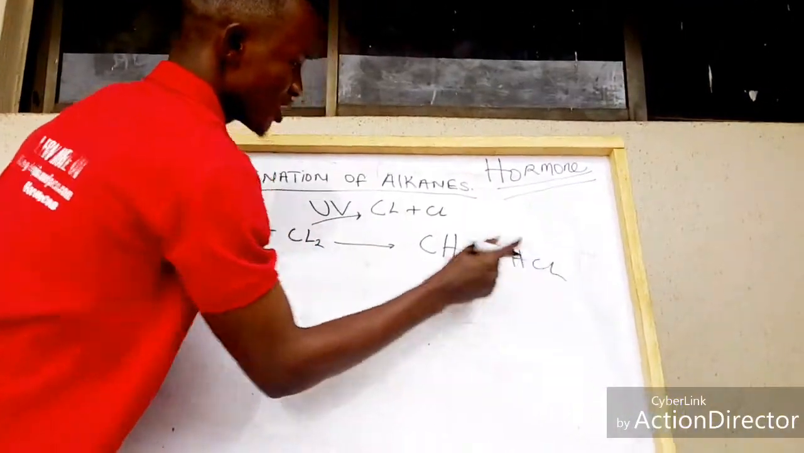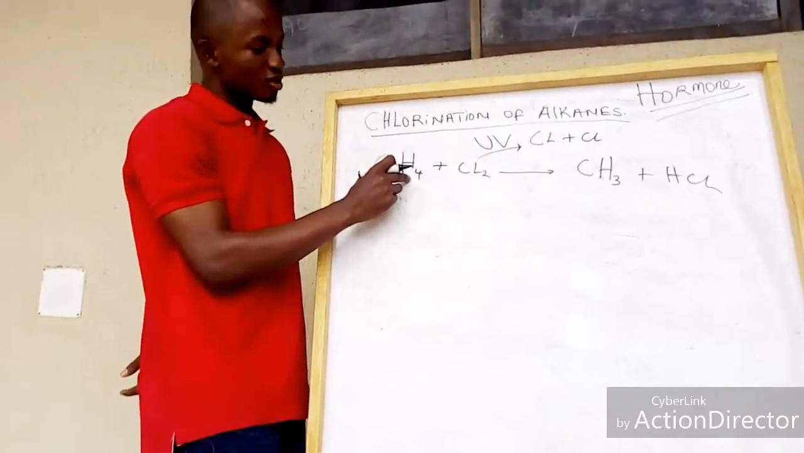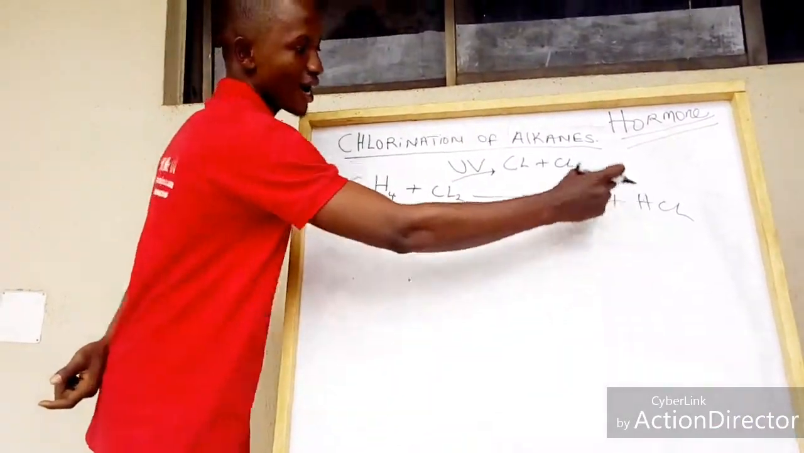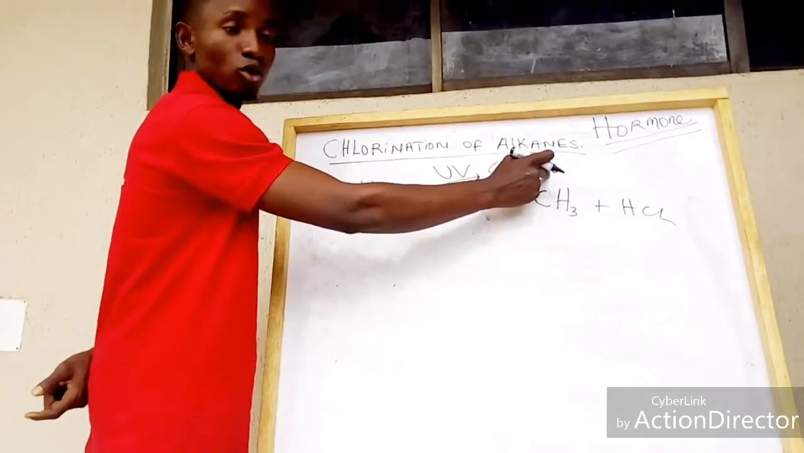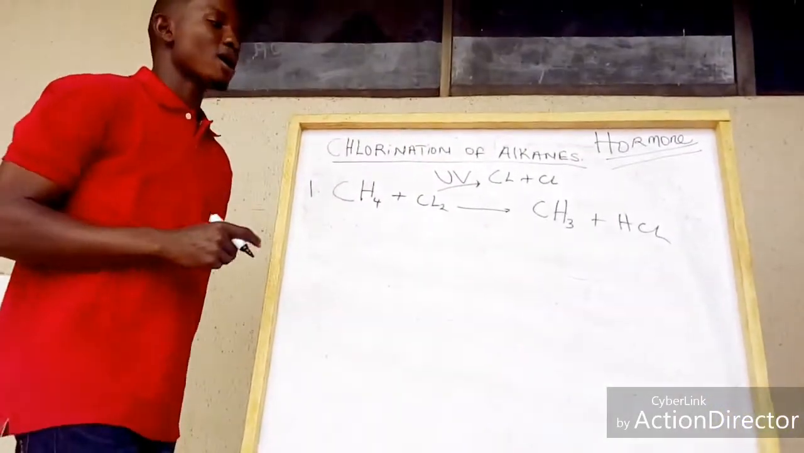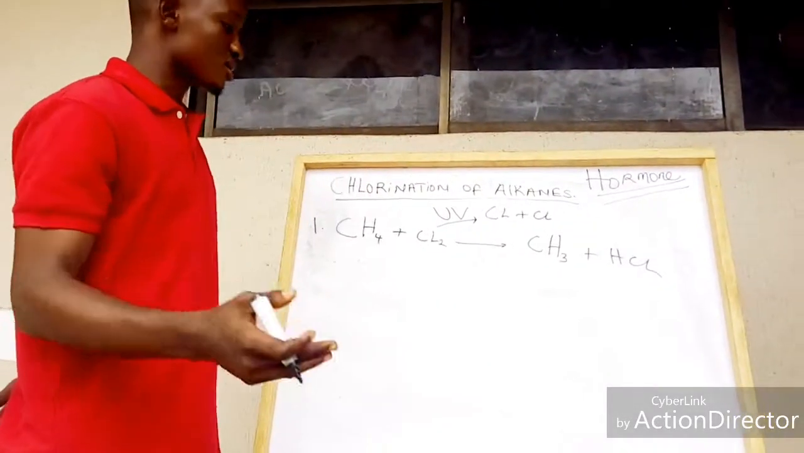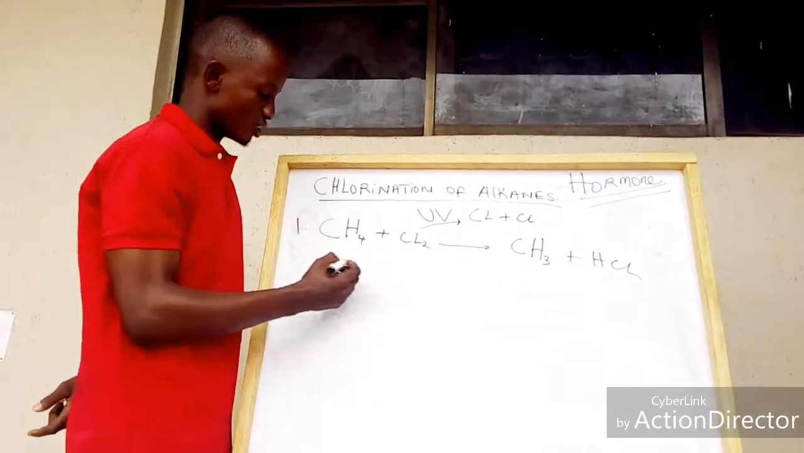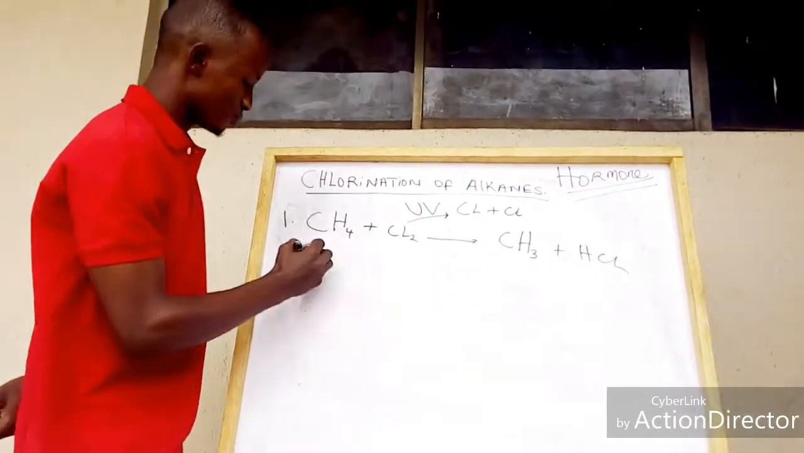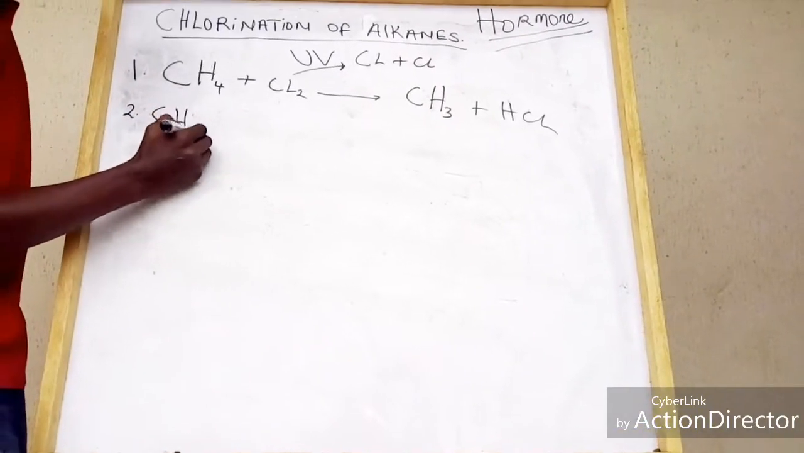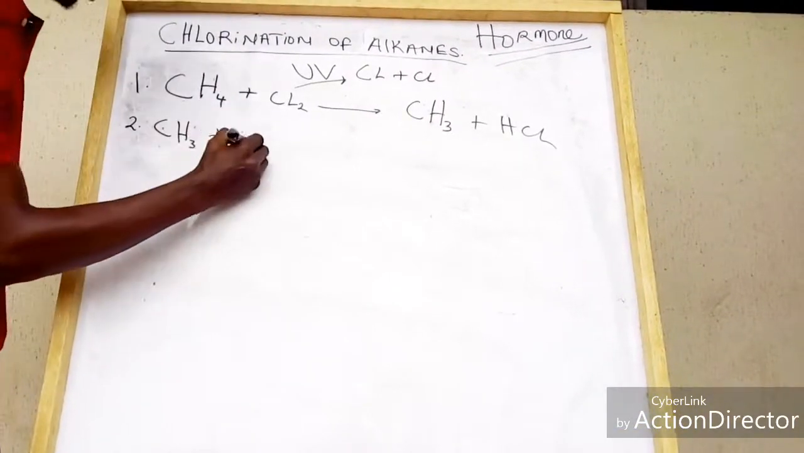This is due to the fact that when this chlorine attacks this carbon, hydrogen is given up, and hydrogen combines with this chlorine to give hydrochloric acid. Now, this is the first step, and this is called the initiation stage of chlorination, the beginning stage. Now, in the second step, this CH3 will react with another chlorine molecule.